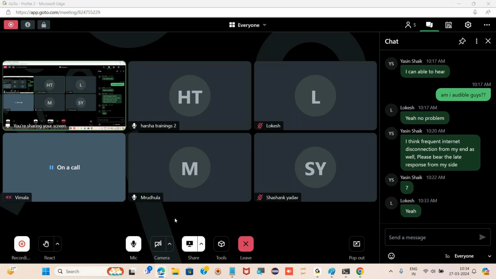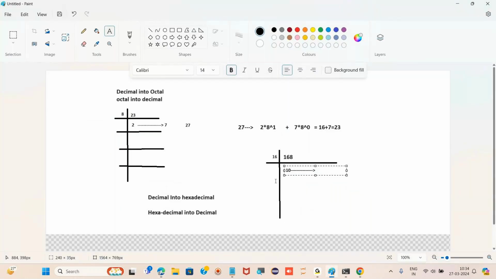Fine. So what we are doing is converting decimal into hexadecimal. One tens are 160. Now the remainder is nothing but 8. Now what do we have to do? We are getting the values 10 and 8. If you see 10 here and 8 here, what are these?